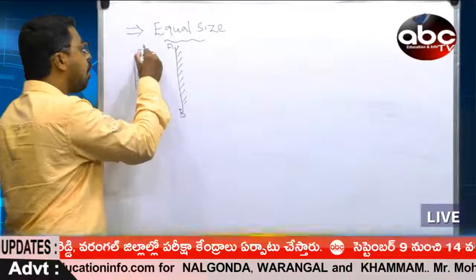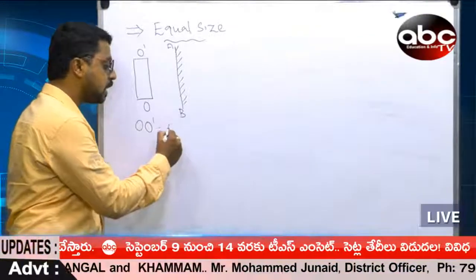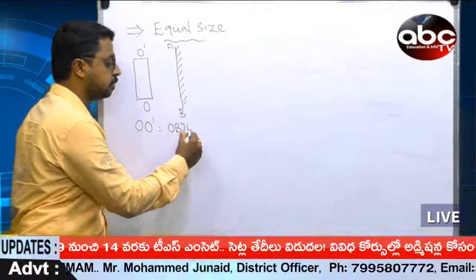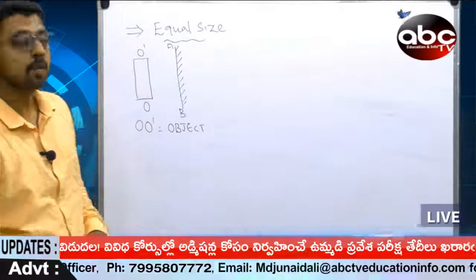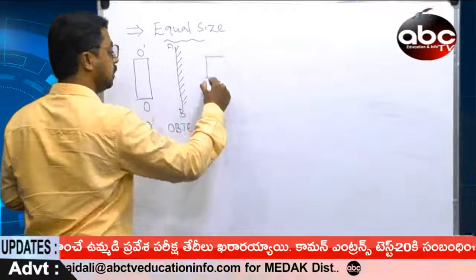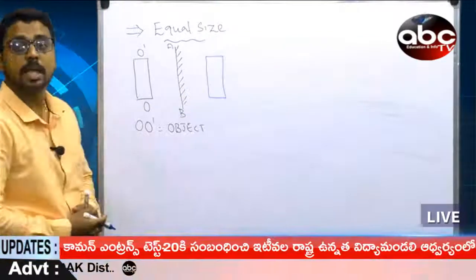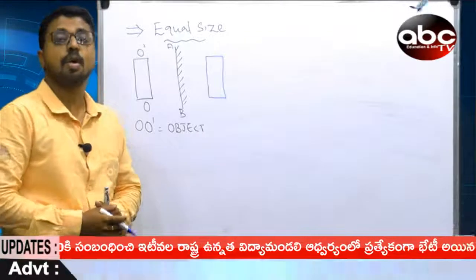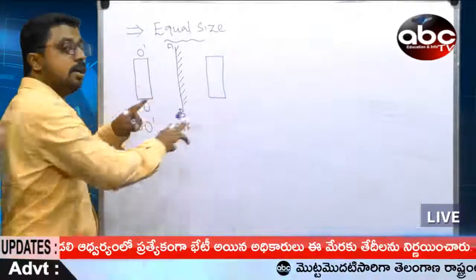O dash is nothing but an object. Remember my friends, I am using a shortcut here. What is going to happen? In the mirror there is some image resulted. For the sake of your clarity or convenience, I am drawing them with 2 different colors.